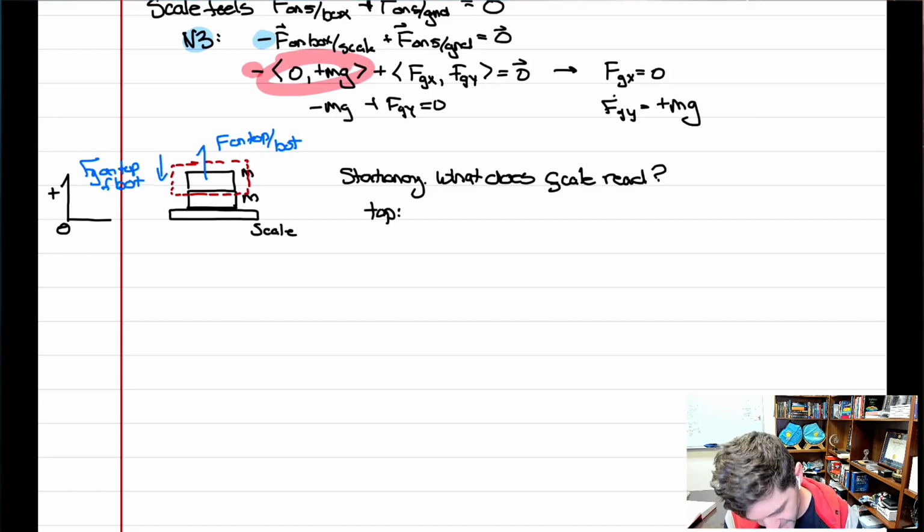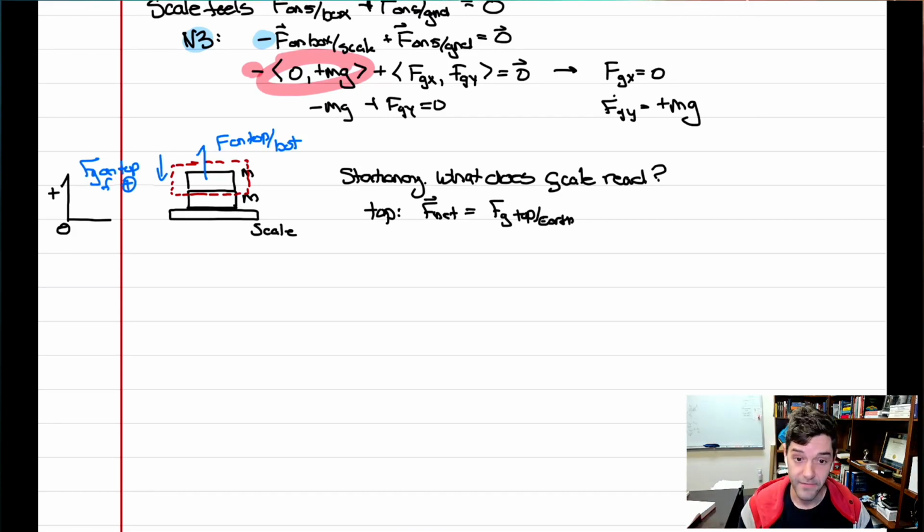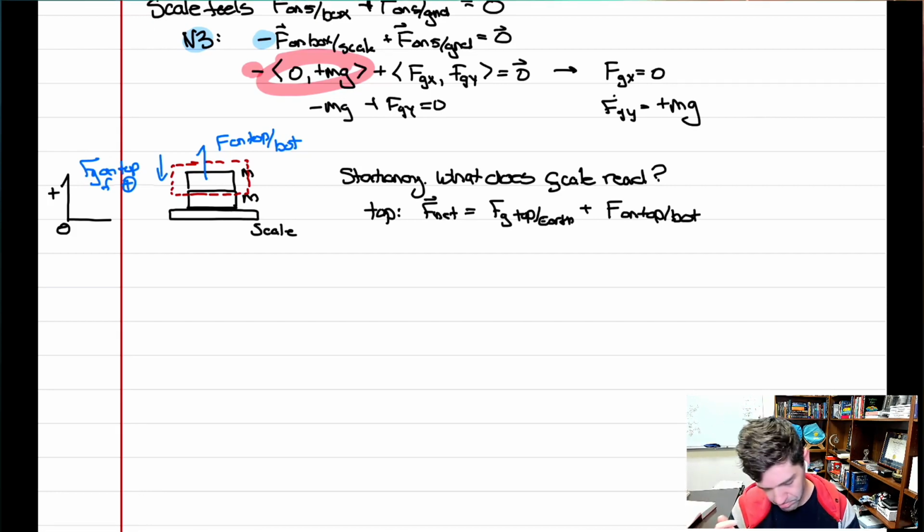In this case, for the top box, I know that F net, which is the gravitational force on the top box from Earth. Actually, stop. What am I saying here? Gravitational force on top from Earth. This is what you get when you record multiple of these in one sitting. I only allow myself one take because I don't have enough time to edit these and do multiple takes. Sorry. So there is a gravitational force on the top box from Earth. And then there is a contact force on top from bottom. And I know these better add up to 0.